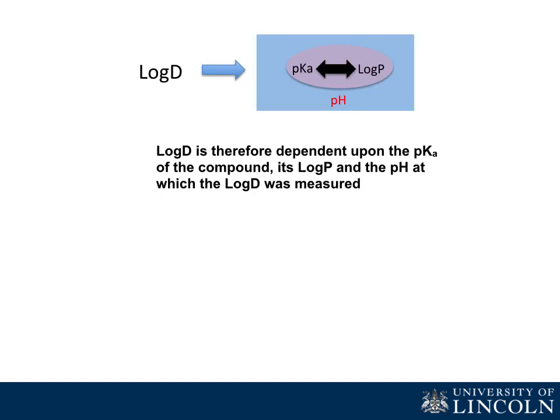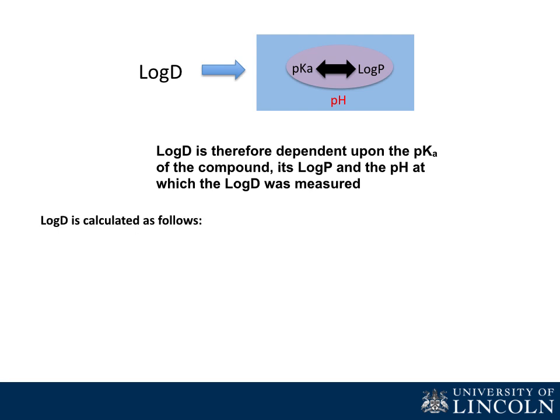Okay, so log D is a property of the pKa and the log P of a compound. Both the pKa and the log P are intrinsic properties of that compound. And a variable, which is the pH. The pH can vary depending upon the environment. And if you use those three factors, pKa, log P and pH, you can then calculate the log D.